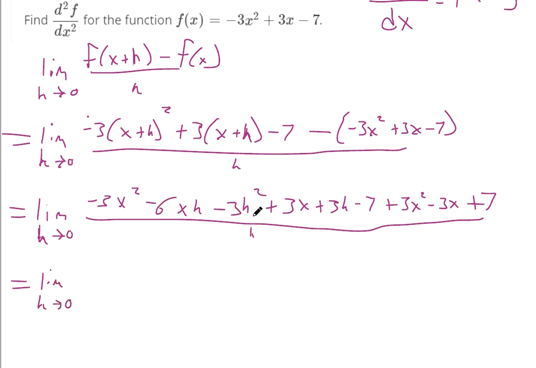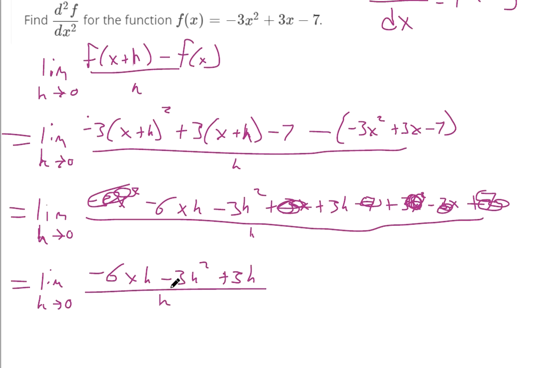And now let's see what we can simplify. We should only have terms that involve h now for the magic of this instantaneous rate of change notation to work out. Start with the highest power. Negative 3x squared and 3x squared cancel. 3x and negative 3x cancel, negative 7 and 7 cancel. Now we're just left with negative 6xh minus 3h squared plus 3h. Everything's being divided by h, so you can divide each term by h. So that means this h is gone. Oh, sorry, just one power is gone here, and this h is gone. Every term gets divided by h.